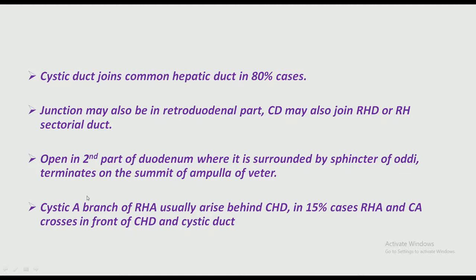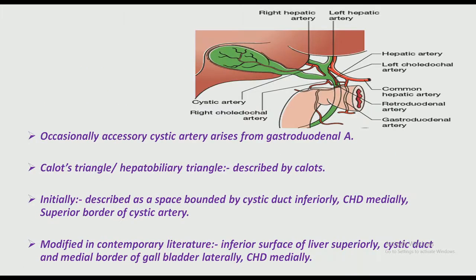The cystic artery is a branch of the right hepatic artery and usually arises behind the common hepatic duct, but in 15% of cases, the right hepatic artery and cystic artery cross in front of the common hepatic duct and the cystic duct, which is leading to an anomaly. I'll tell you what that is. Occasionally an accessory cystic artery arises from the gastroduodenal artery.